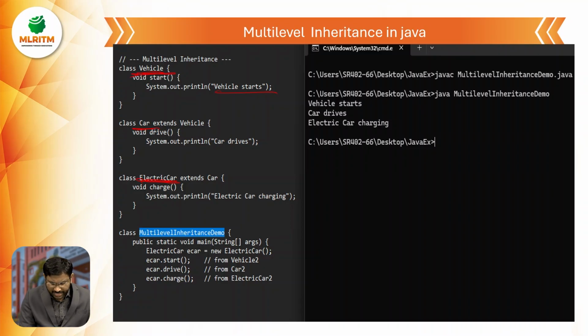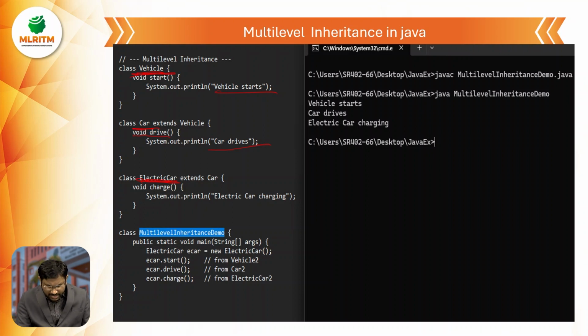Next, class Car extends Vehicle. Here I have written the method void drive in this class, not the parent class. Next, System.out.println("Car drives"). Here the output we get is "Car drives". So this is written in the Car class.